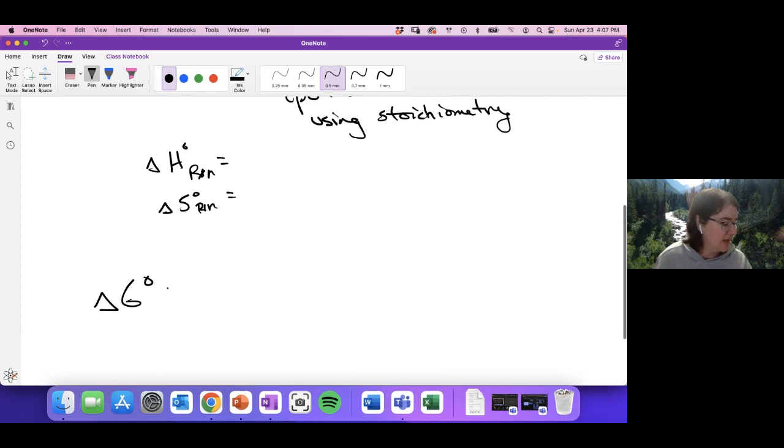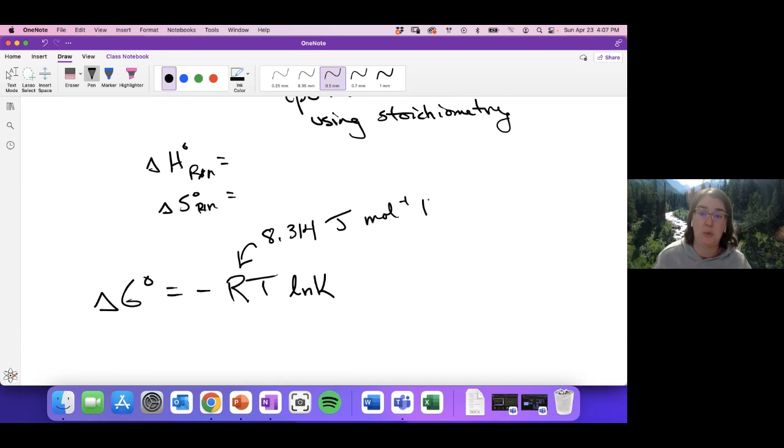Speaking of that, standard Gibbs free energy is also equal to negative RT ln K, where R is the gas constant, but it's the weird gas constant. So we are in thermodynamics, which means we need joules, we need energy. Capital T is still the temperature in Kelvin.